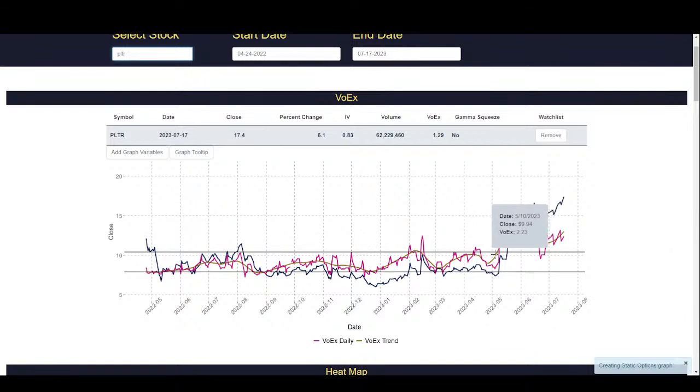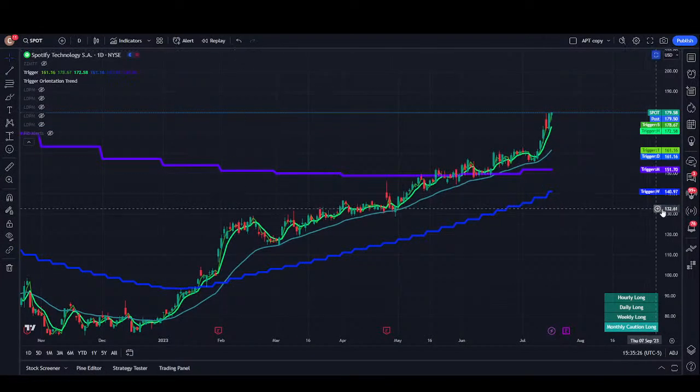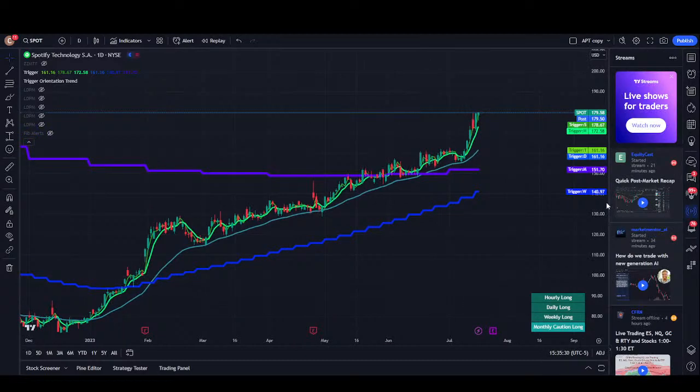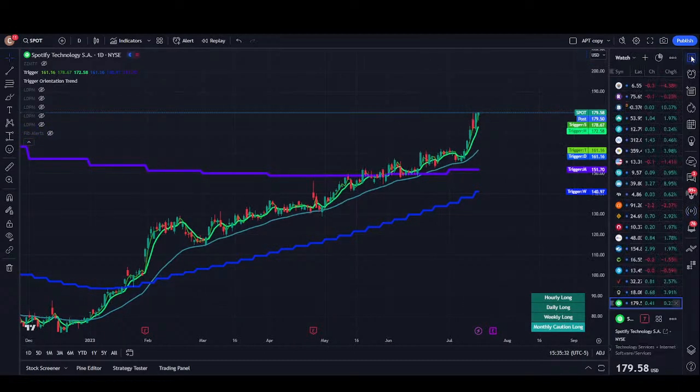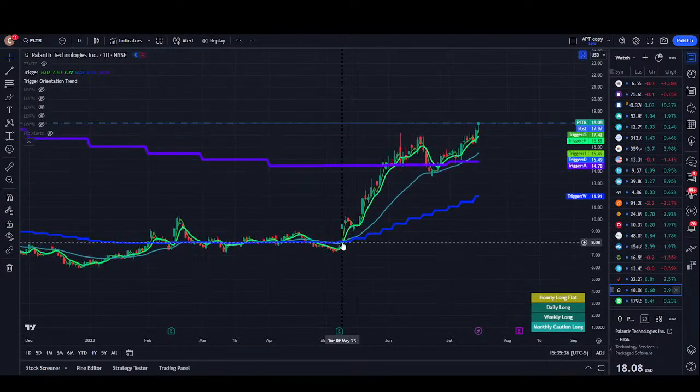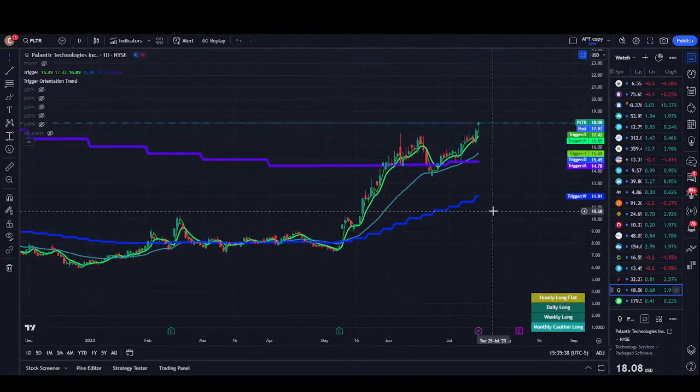All right, so Palantir's Voex moved into the inhibition zone on May 10th. And we're just going to go check out Palantir here on our charts on May 10th. May 9th, price broke above the weekly trigger.